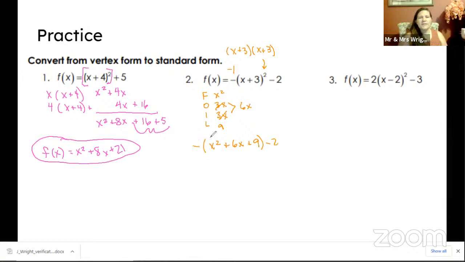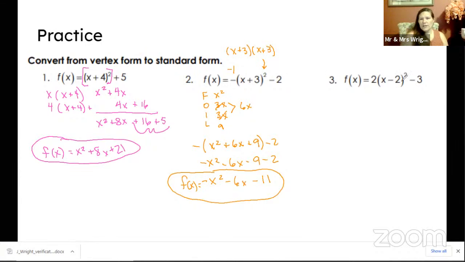Now let's distribute this negative to everything inside the parentheses. So negative x squared minus 6x minus 9 minus 2. So essentially all you're doing is switching the signs of everything inside the parentheses. Now let's combine our like terms to get our final answer. Negative 9 and negative 2, since they're the same sign, we combine, right? 9 plus 2 is 11, and you keep the sign, negative 11. So this is f of x is negative x squared minus 6x minus 11.